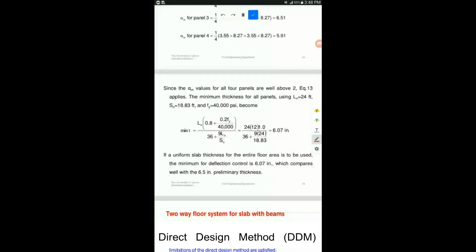Next to this, we will consider some cases of how we can do the longitudinal distribution of total static factored moments, and then later on we will proceed to transverse distribution of these moments.